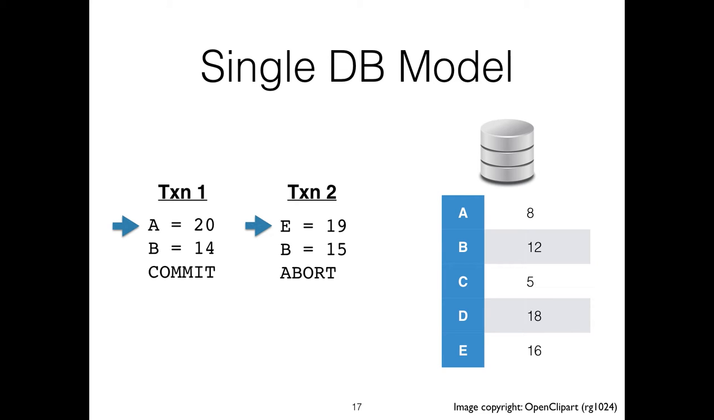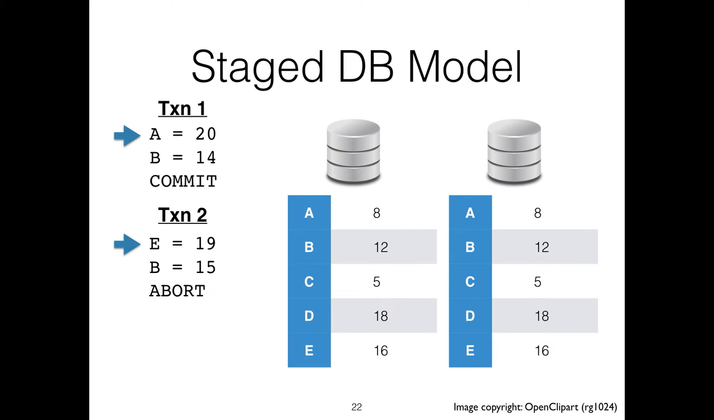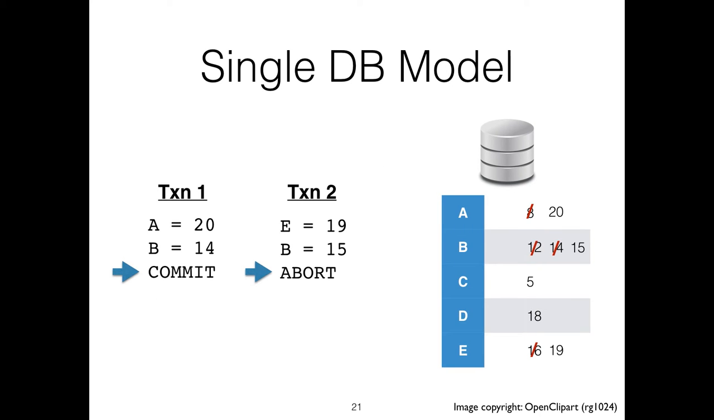So transaction one has an operation here, A equals 20. We're going to update A. Then we're going to perform an operation by transaction two to update E. Then we're going to perform an update to B from transaction one. Transaction two is going to perform its write. Transaction one is going to commit, and then transaction two is going to abort. And that's a little bit of a problem because now the database, even if I've been logging all of these operations, I still have this weird inconsistent state on B.